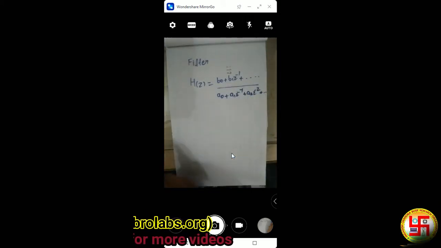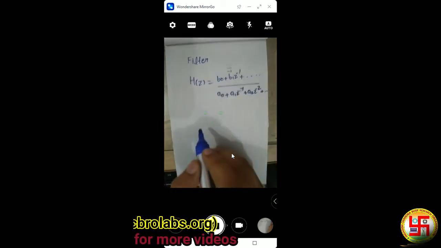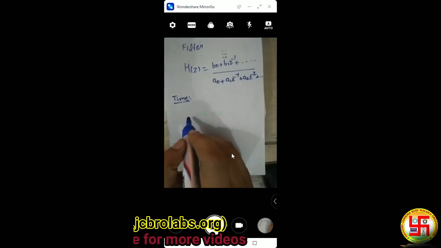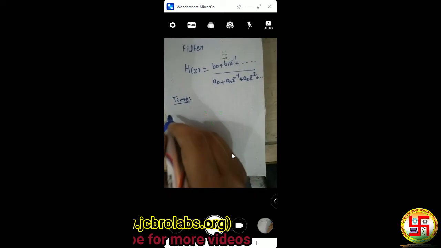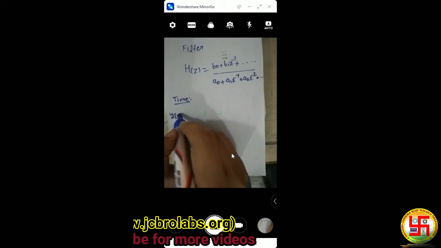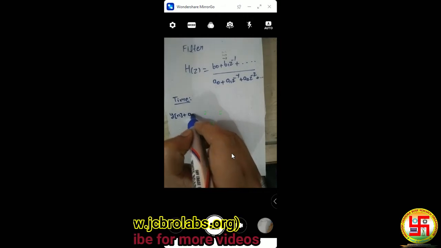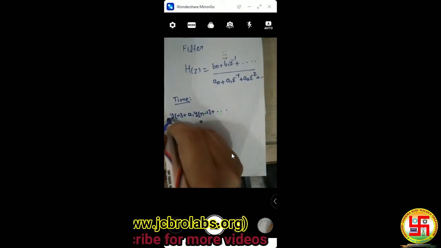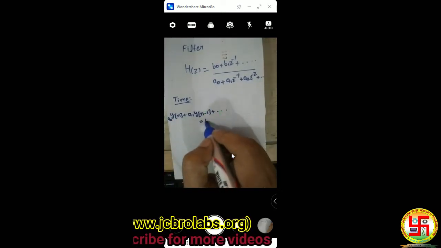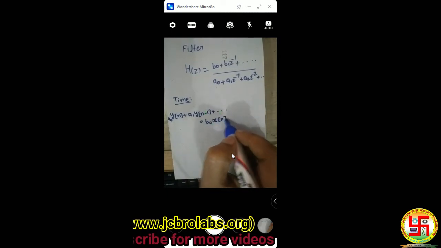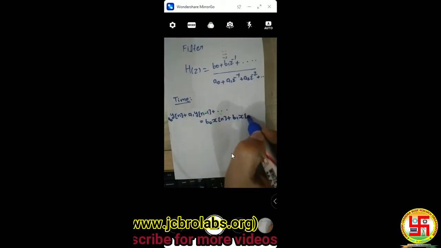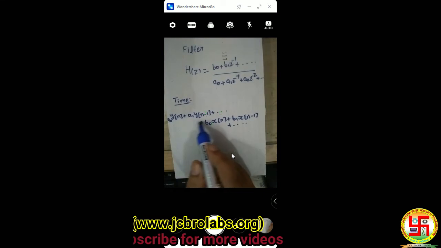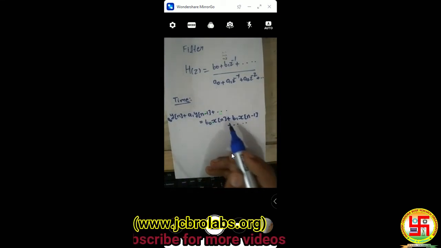If we write a time domain representation of this filter, because ultimately we will be implementing the filter in time domain, it will be y of n plus a1 y of n minus 1 and so on equals a0 plus b0 x of n plus b1 x of n minus 1 plus so on. This will be the time domain representation of the filter.